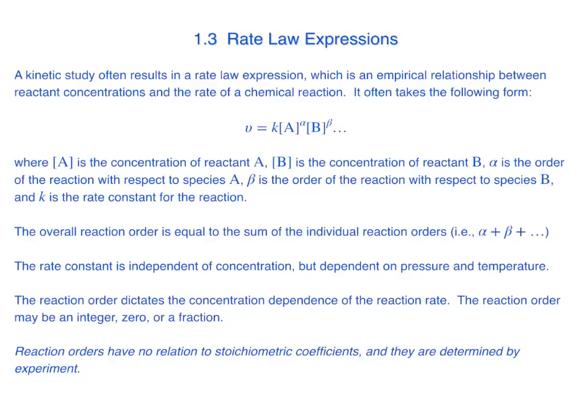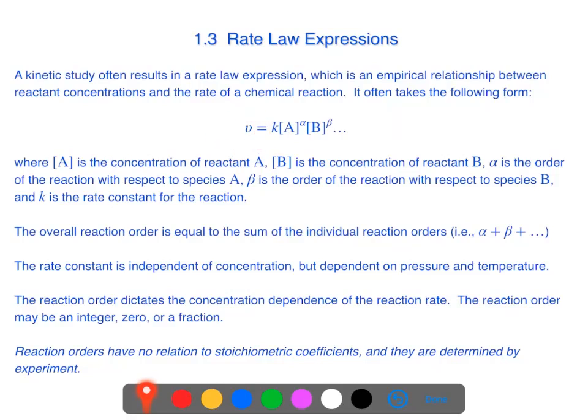In this video, we're going to cover section 1.3, rate law expressions. Now, a kinetic study often results in a rate law expression, which is an empirical relationship between reactant concentrations and the rate of a chemical reaction. It often takes the following form, where we have the rate of a reaction equated to a product of the rate constant or rate constants and various concentrations of species.